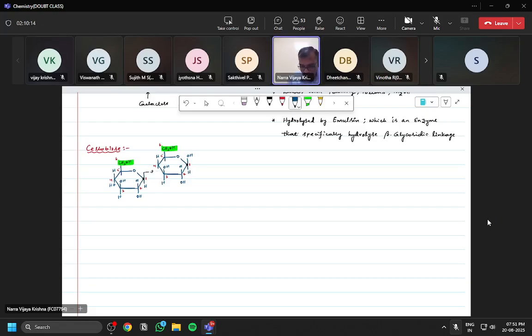Now tell me what type of linkage it is. Alpha linkage or beta linkage? This glycosidic linkage is beta glycosidic. Beta form, right? Now, if I do hydrolysis for it, on hydrolysis I will get 2 moles of beta D-glucopyranose.